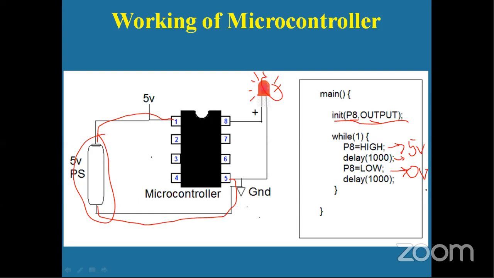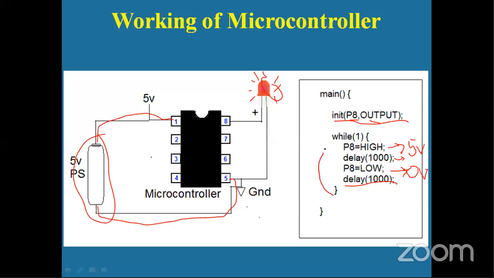Low in electronics means 0 volt. So I'm putting 0 volt on pin number 8. When I put 0 volt on pin number 8, the LED will not get current, it will not get voltage, no power, so it will switch off. And then it will remain switched off for 1 second.